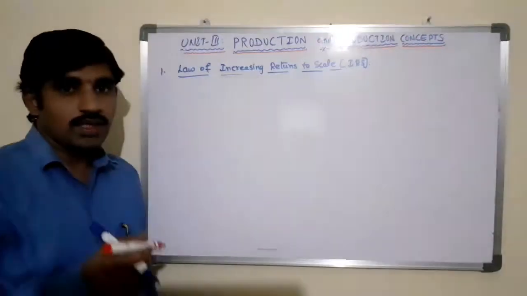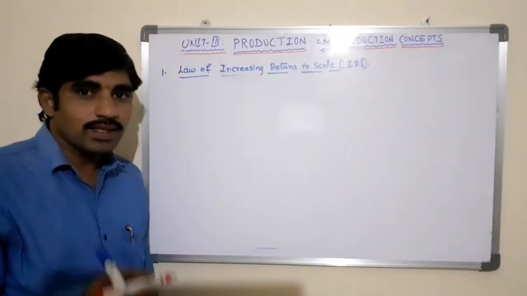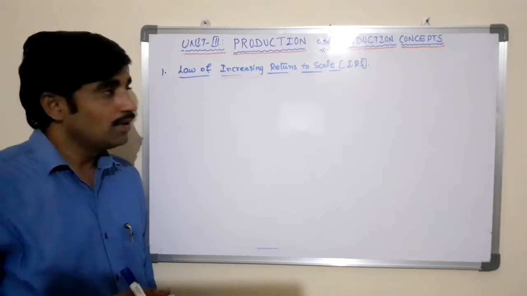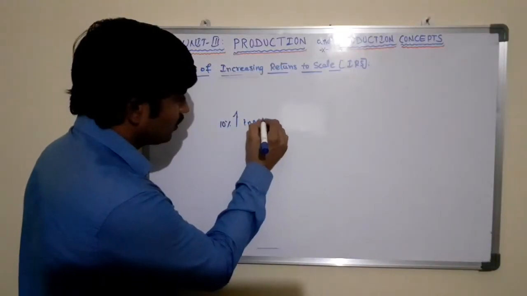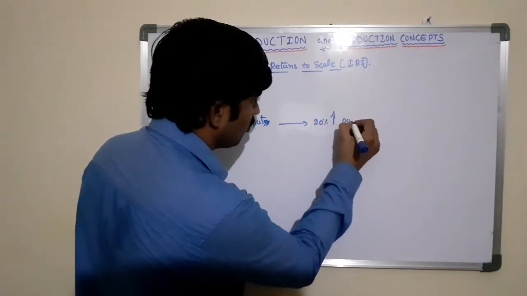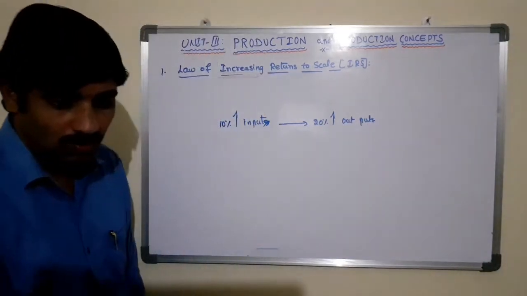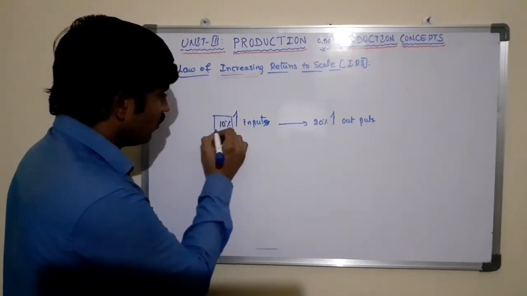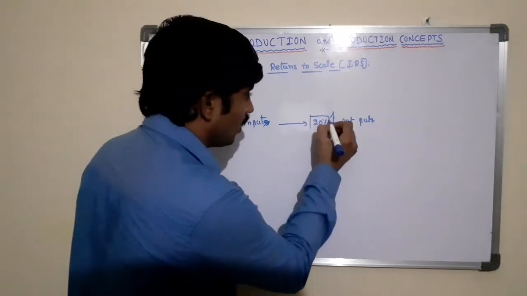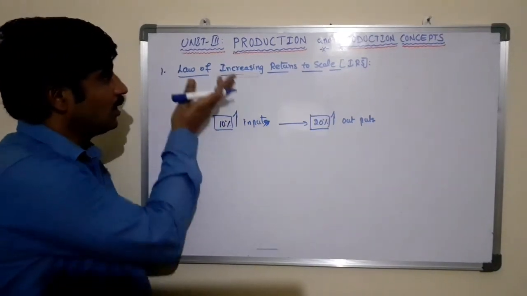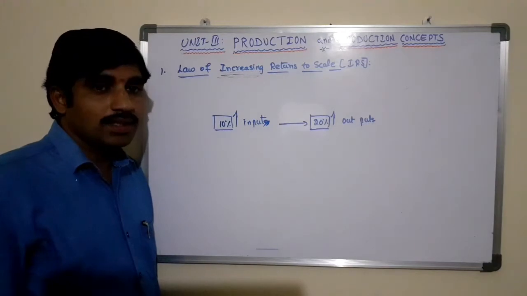It is a situation in which output increases by a greater proportion than the increase in the inputs or the factors of inputs. For example, a 10% increase in inputs leads to a 20% increase in output. This is the situation we call increasing returns to scale, or law of increasing returns to scale. Here only 10% is increasing inputs, but the output is increasing by 20%, double the inputs. This situation is known as law of increasing returns to scale.